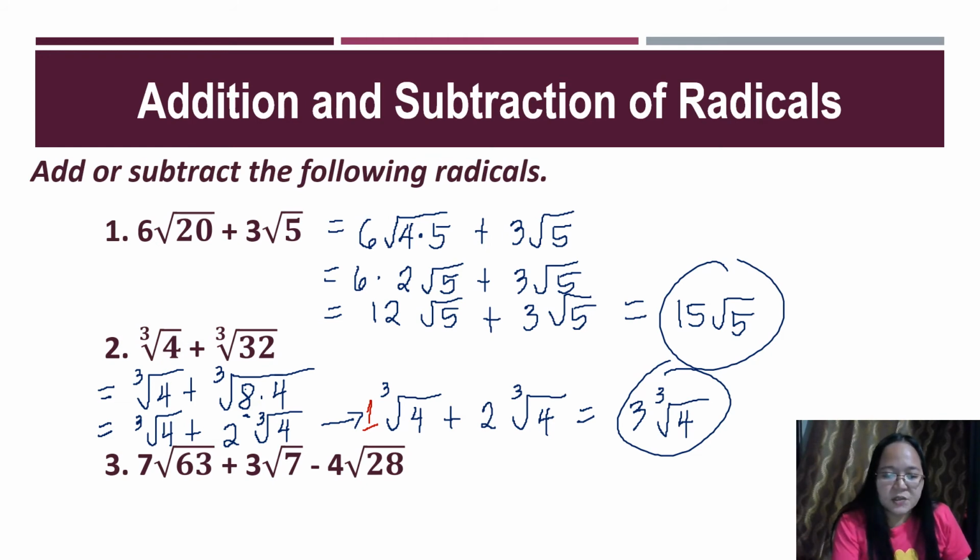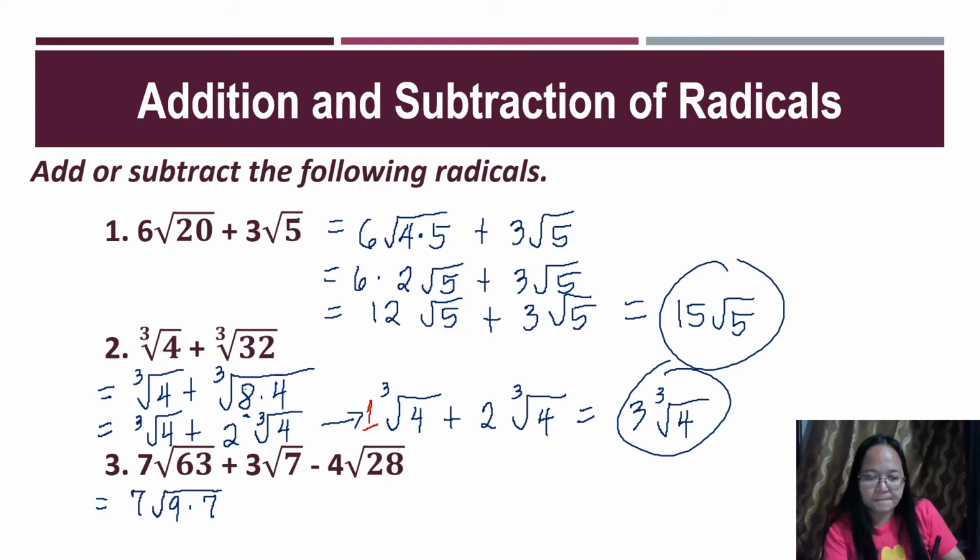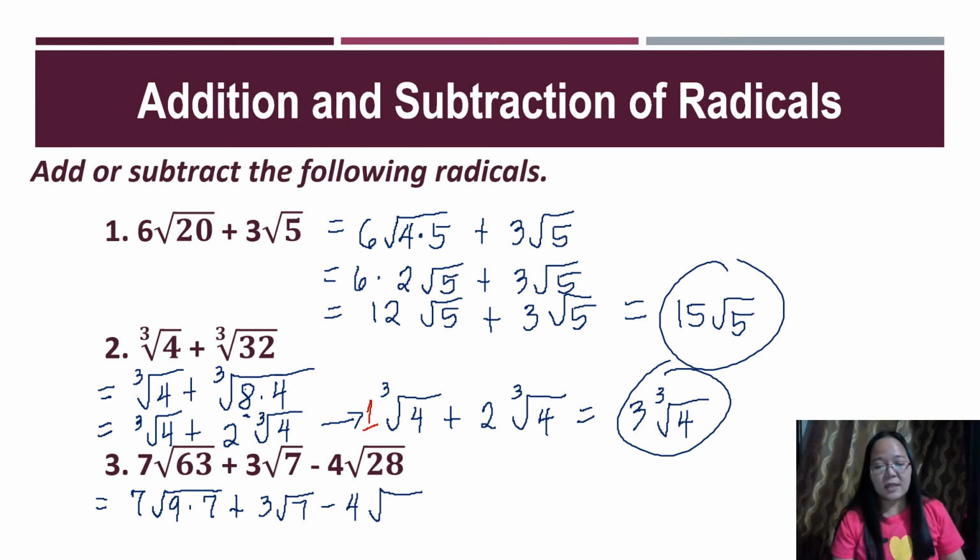Next example. 7 square root of 63 plus 3 square root of 7 minus 4 square root of 28. So first, we will simplify the radicands. 63 is the same as 9 times 7. So think of a factor pair of 63 wherein one of them is a perfect square. 9 is a perfect square. Copy or bring down 3 square root of 7 minus 4 square root of 28.